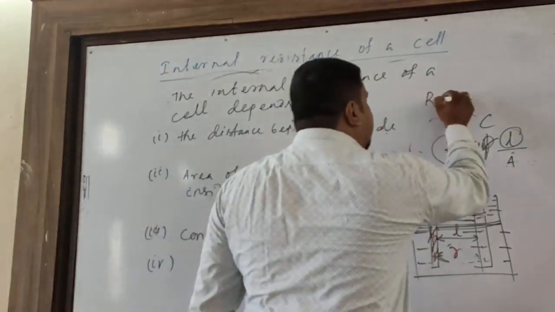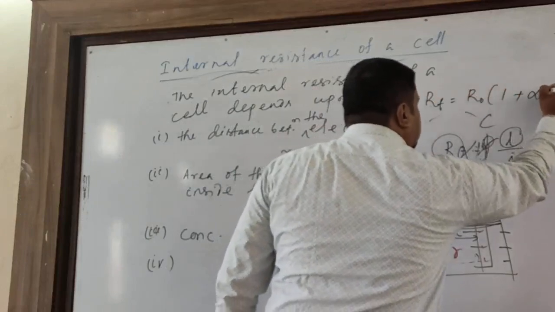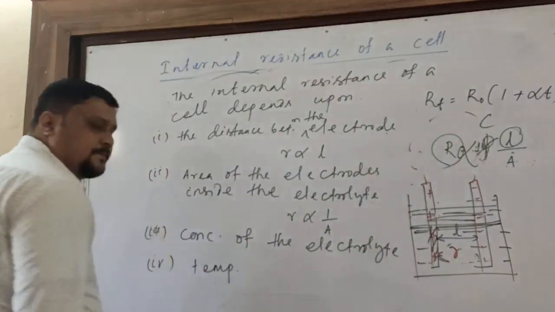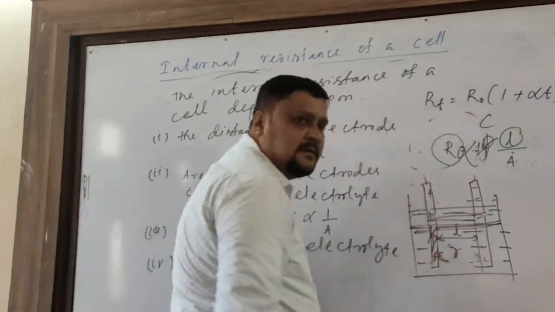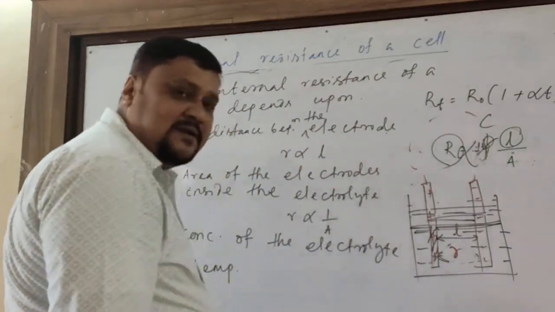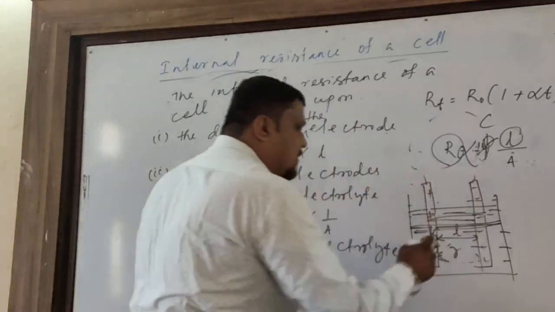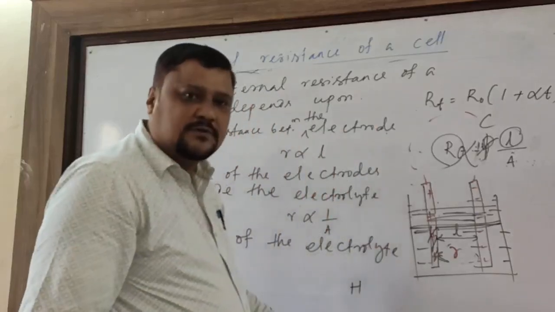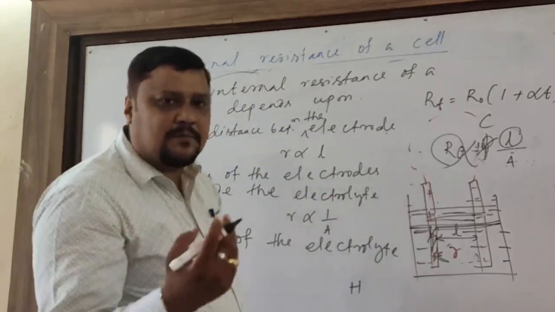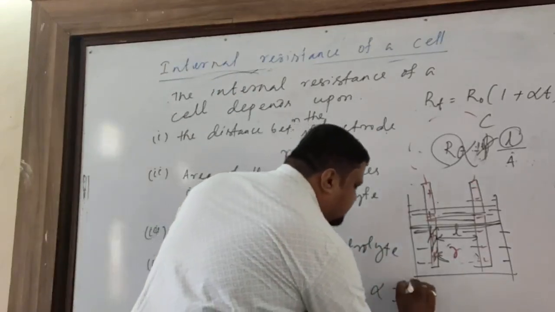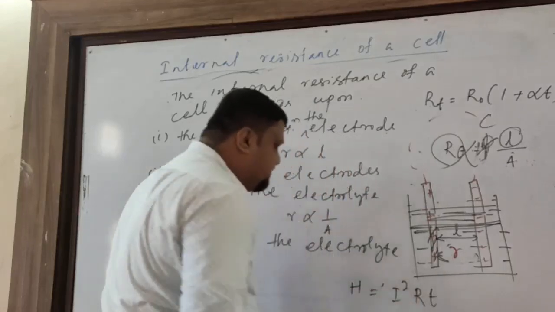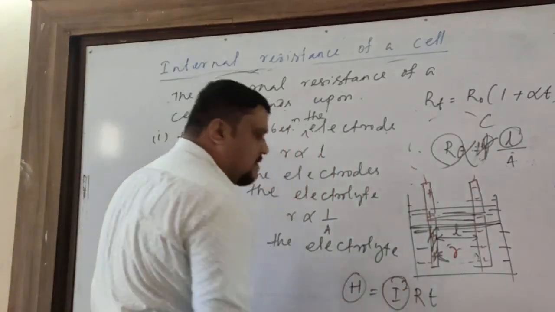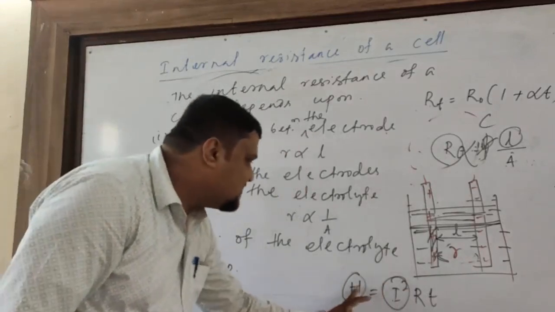Like in your mind, R_T is equal to R_0 (1 + alpha T). Then you know that it also depends upon the temperature of the cell. When the electrolyte gets heated, the temperature increases. As you know, the heat produced by a current is proportional to I square. That is the formula already. When I increases, heat produced is more.